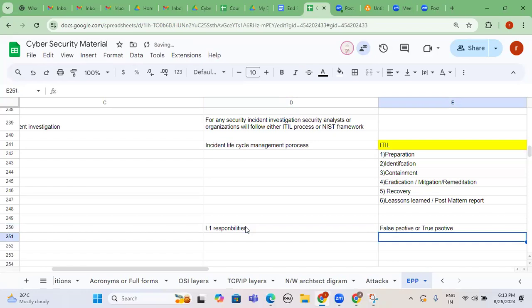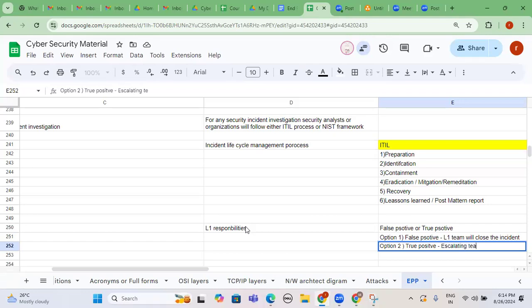So in case it is a false positive, option 1, the L1 team will close the incident. Option 2, in case it's a true positive, they will take care of assigning and escalating to the L2 team. So that is about L1 roles and responsibilities.